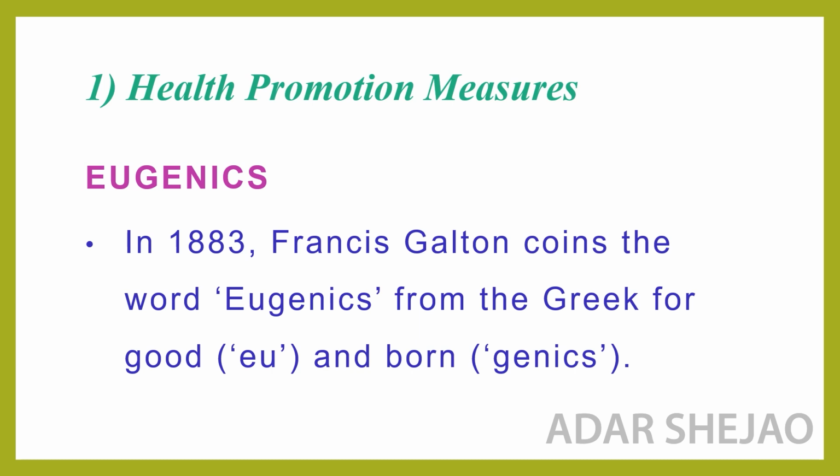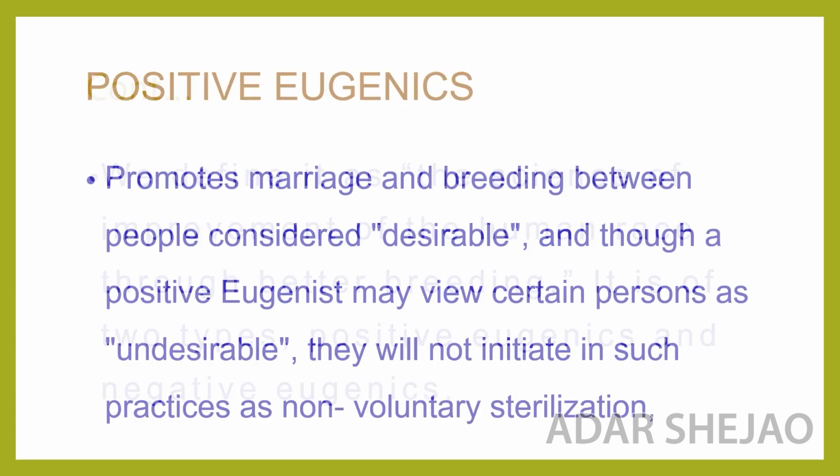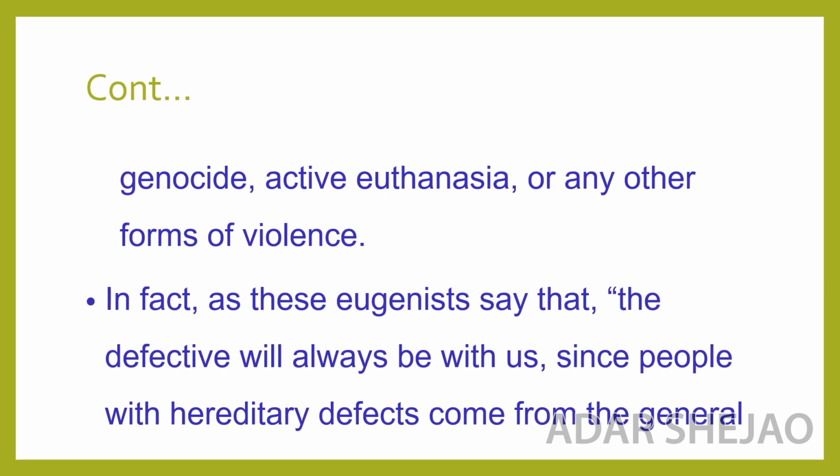1. Health promotion measures. Eugenics. In 1883, Francis Galton coined the word eugenics from the Greek for good, eu, and born, genics. We define it as the science of improvement of the human race through better breeding. It is of 2 types, positive eugenics and negative eugenics. Positive eugenics promotes marriage and breeding between people considered desirable, and though a positive eugenist may view certain persons as undesirable, they will not initiate such practices as non-voluntary sterilization, genocide, active euthanasia, or any other forms of violence.